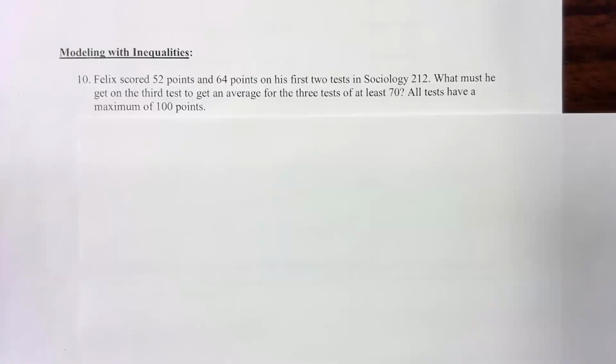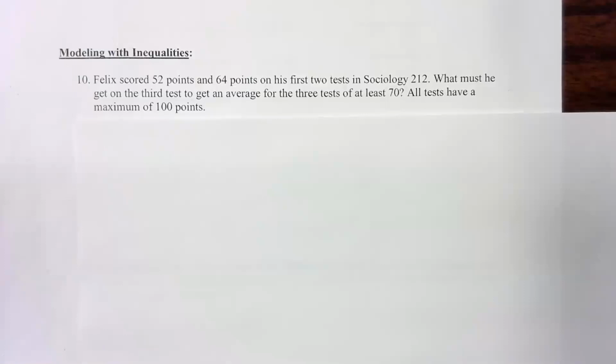So here are the last two examples from section 1.7 that we did not cover yesterday. The first one here is talking about Felix, who scored 52 points and 64 points on his first two tests in Sociology 212. What must he get on the third test to get an average for the three tests of at least 70? All tests have a maximum of 100 points.